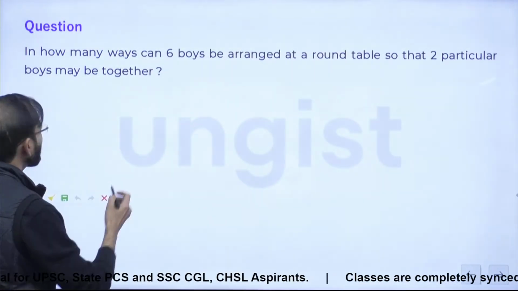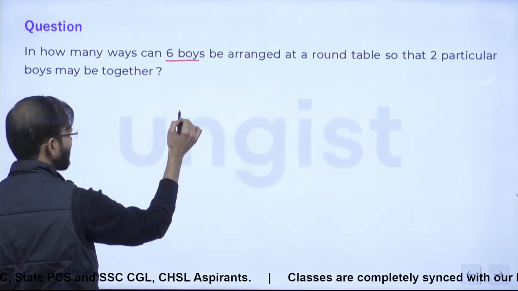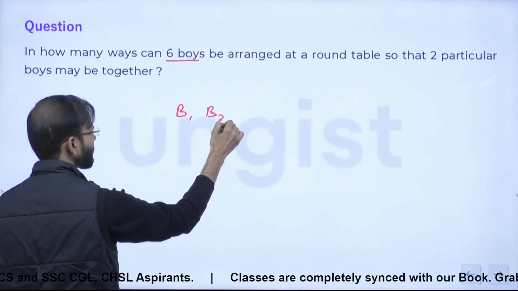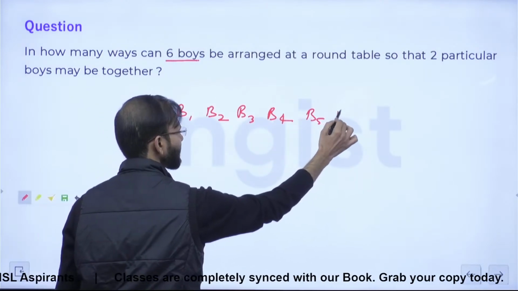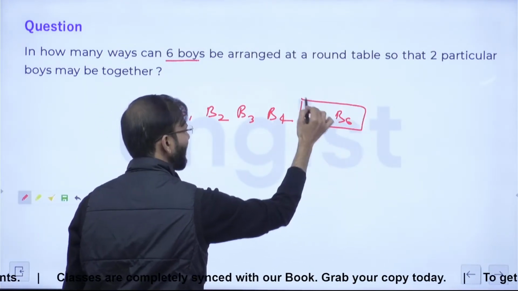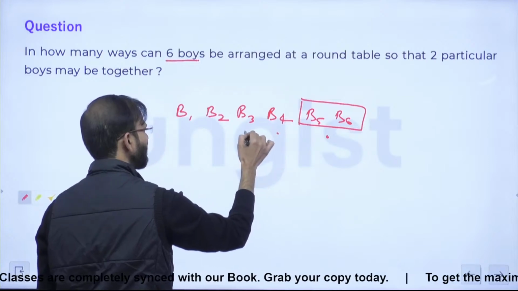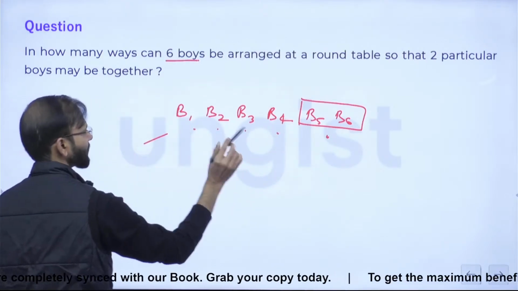Why? See, there are 6 boys in total: boy 1, boy 2, boy 3, boy 4, boy 5, boy 6. So treat the two as 1 only. So 1, 2, 3, 4, no, sorry, not 4, 5.